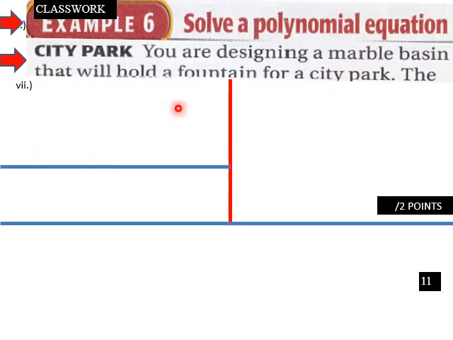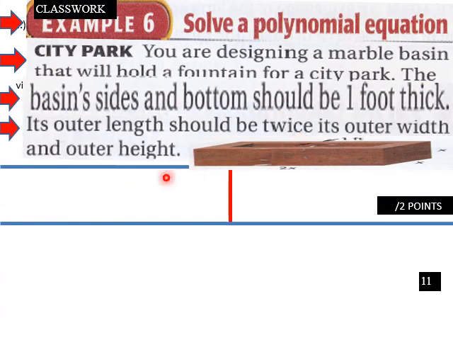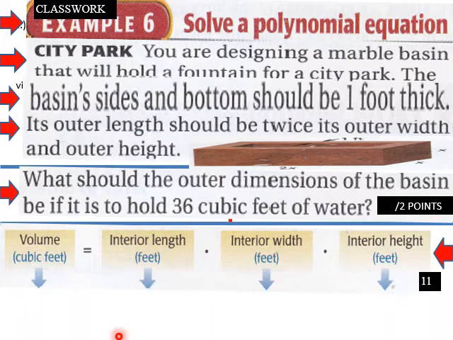Into example 6, solve a polynomial equation. You are designing a marble basin that will hold a fountain. The basin sides and bottom should be 1 foot thick. Its outer length should be twice its outer width and outer height. So, what should the outer dimensions of the basin be if it is to hold 36 cubic feet of water? That's quite a question there. So how do we solve that?